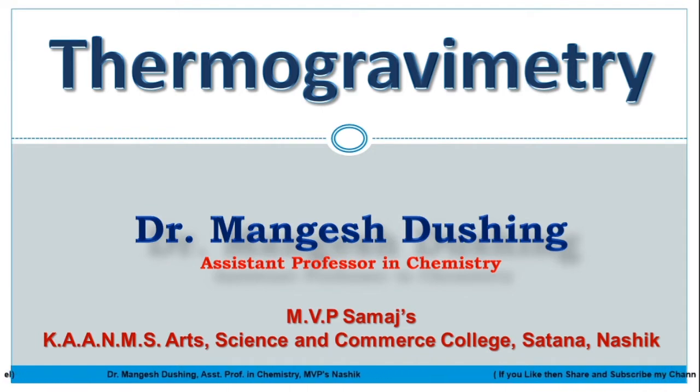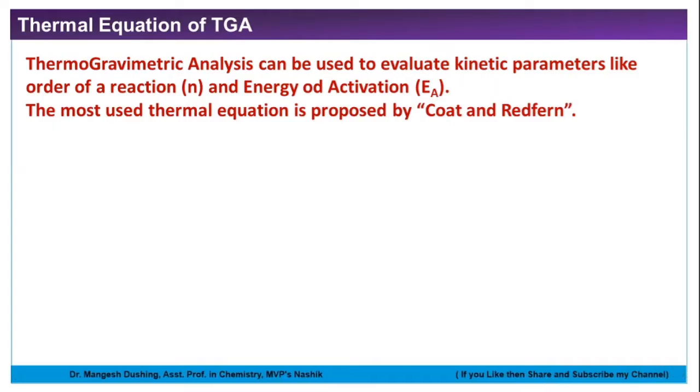Friends, in the last video, we have seen thermal methods of analysis, that is thermogravimetry, an introduction to thermogravimetry. In this video, we are going to learn applications of thermogravimetric analysis. Thermogravimetric analysis can be used to evaluate kinetic parameters like order of reaction n and energy of activation Ea. The relation between thermal data and the kinetic parameters is proposed by different authors on the basis of different assumptions of kinetic theory and the Arrhenius equation.